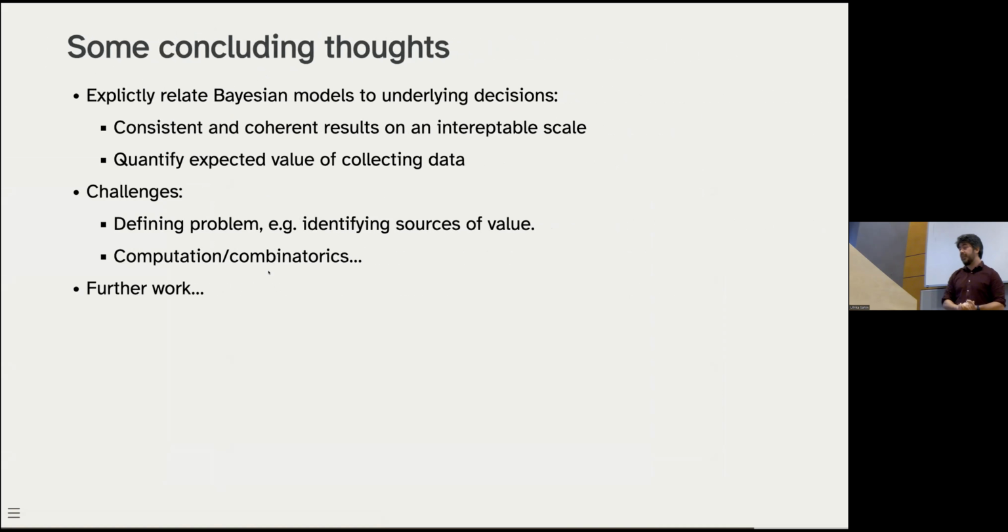So just a final few thoughts then. There's lots of benefits of considering our probabilistic models and the underlying decision problems that are the reason we're doing the modeling. Considering them jointly is essentially because they work really well together.